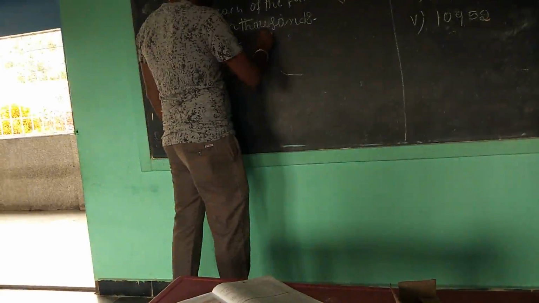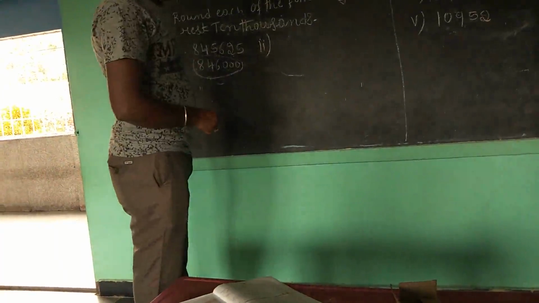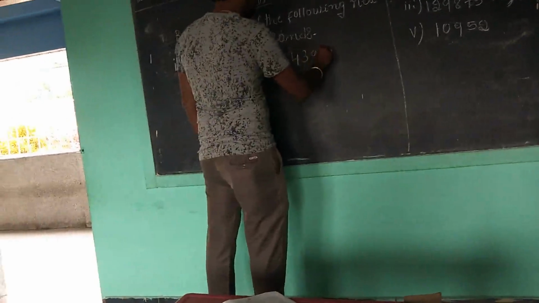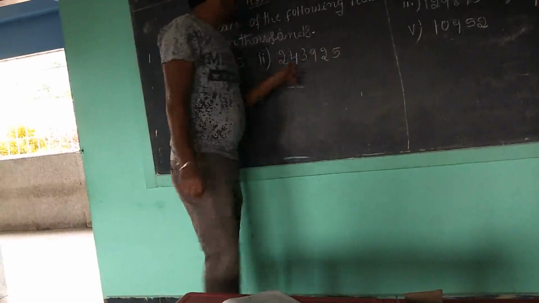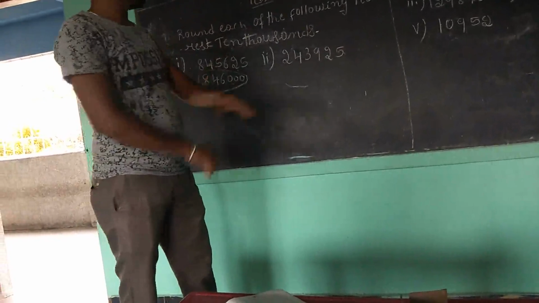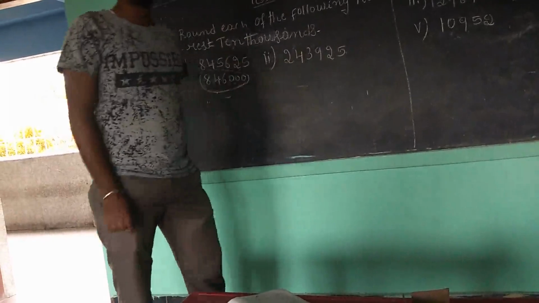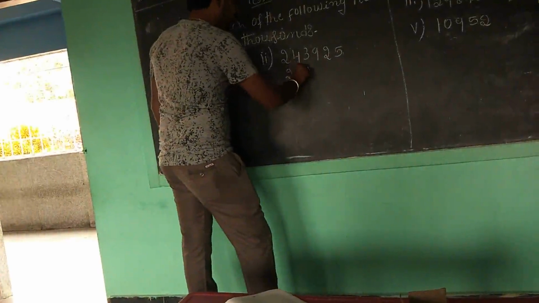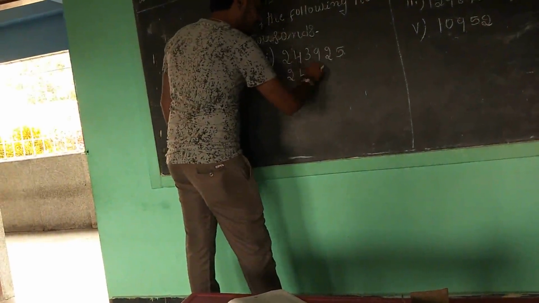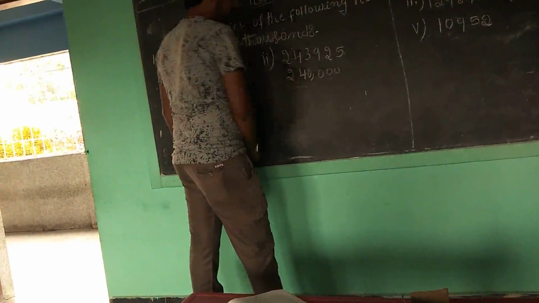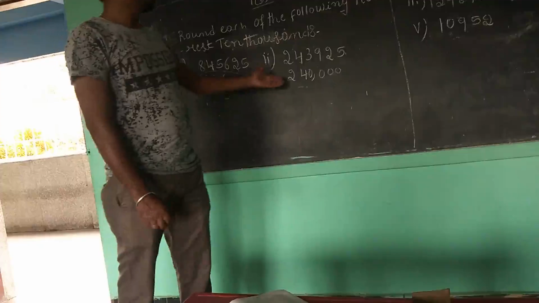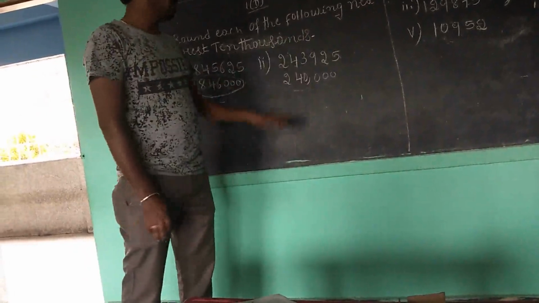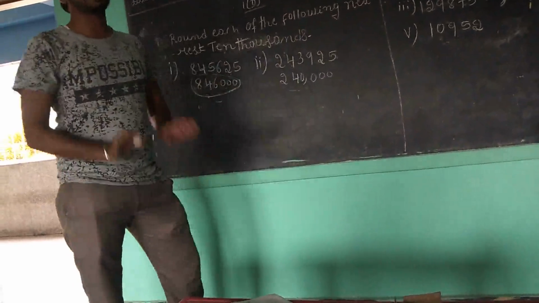The second question is 243,925. See, children, here 43,925 is there because 3 is less than 5. That's why you want to take 2 lakh. This 43 you want to round off, that is 40,000, children. So according to that, this is 2,40,000. You want to take only 10,000, not 41,000 like that. You want to take only 2,40,000. It is very nearest 10,000.